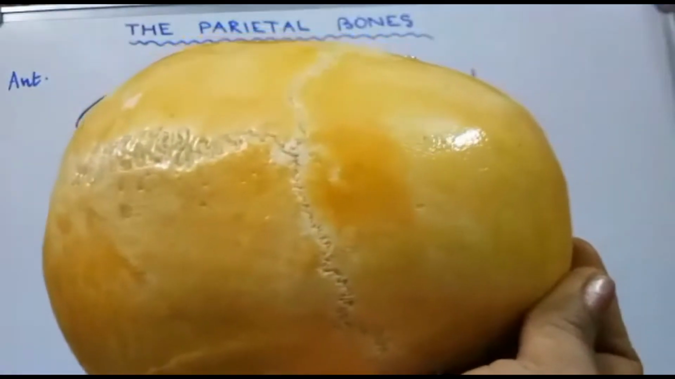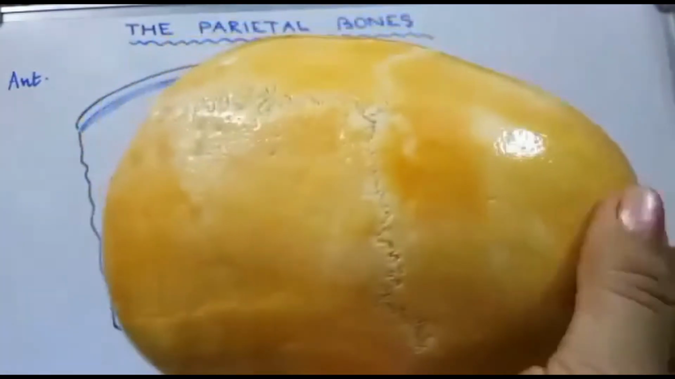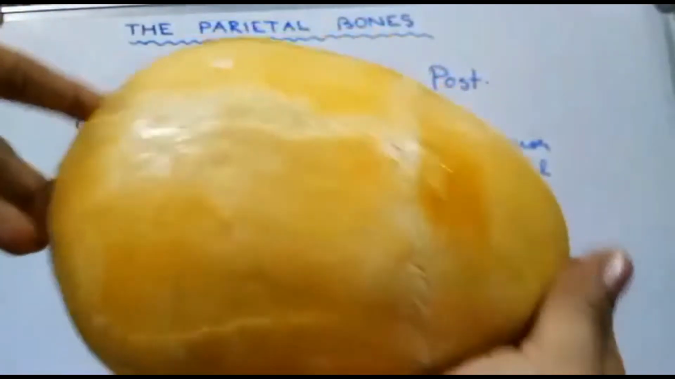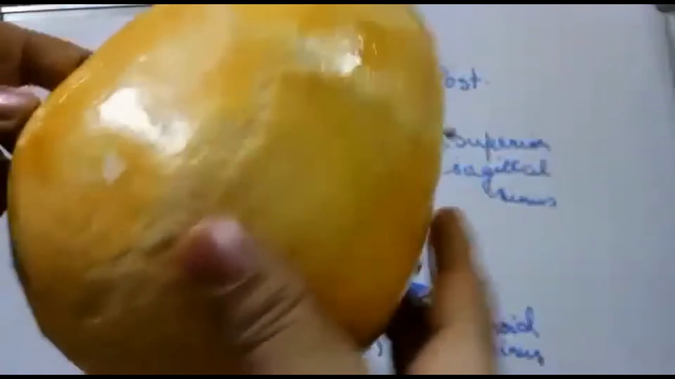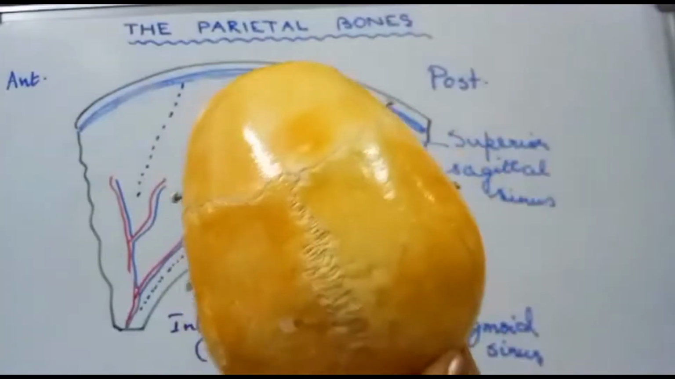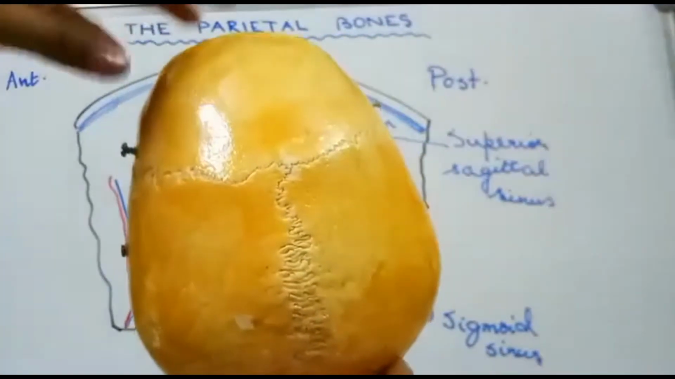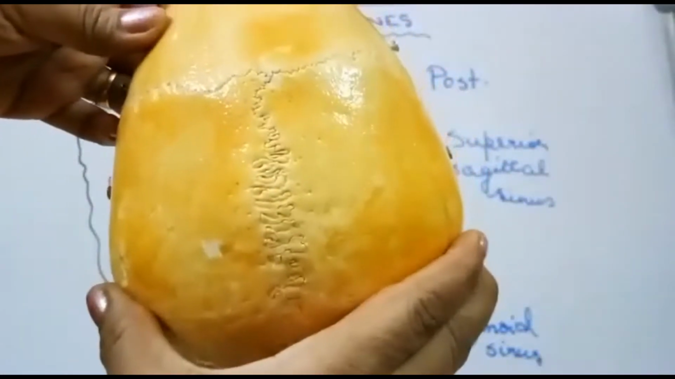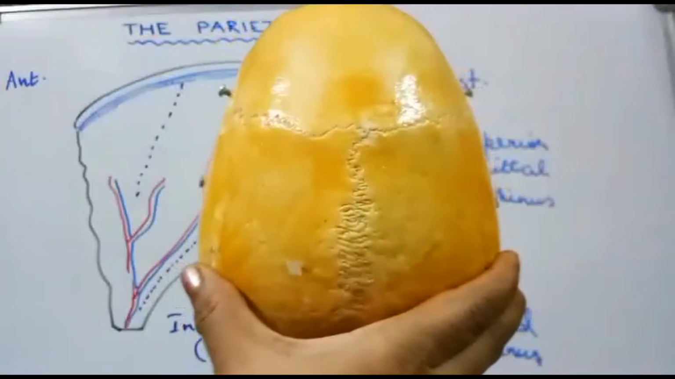Now as you can see, this is the vault of the skull. This is the frontal bone over here, and this is the occipital bone. It was behind, so the vault of the skull has been removed. You can always understand which is anterior and posterior by seeing the vault, because the anterior end is narrow compared to the posterior end, that is, the biparietal diameter will be much larger.